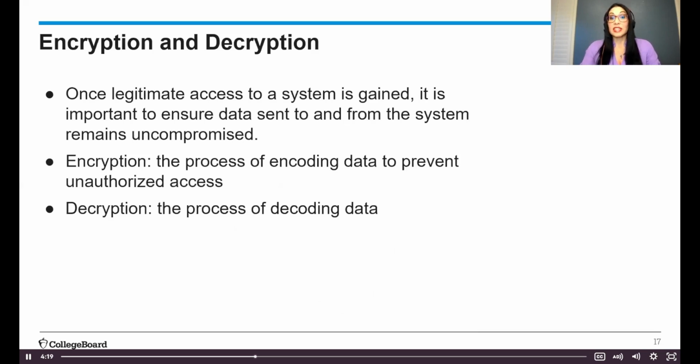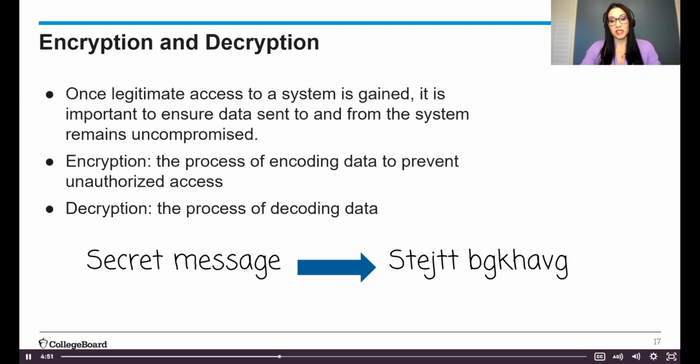Now, once a user has gained legitimate access to a system, it can be important to ensure that all data sent from the system remains uncompromised as well. If someone were to intercept the data that was sent over the network, they would be able to use it maliciously if they could read it easily. Encryption takes care of that, though. Encryption is a process of encoding data to prevent unauthorized access. When the data is decoded, it's called decryption. You can think of encryption as a coded message that someone with the key can decipher.